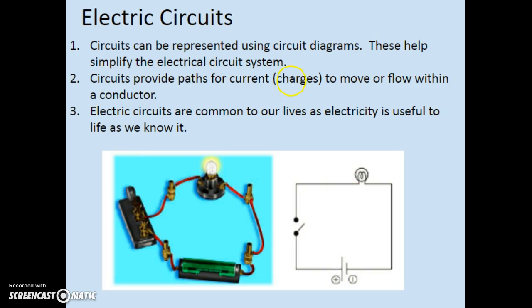Circuits provide paths for currents or charges to move or flow within a conductor. So the wires are metallic because they're very good conductors. And electric circuits are common to our lives, as electricity is useful to life as we know it.